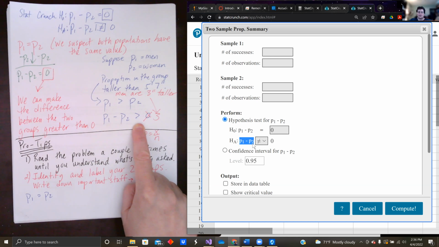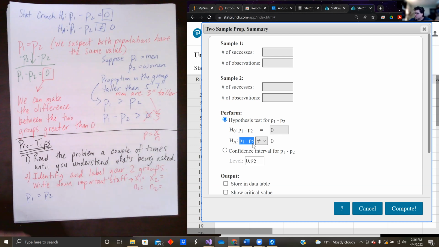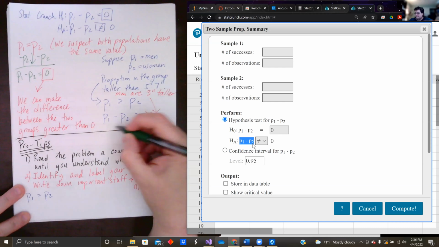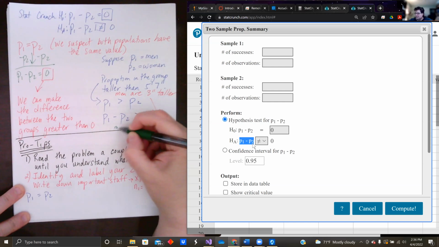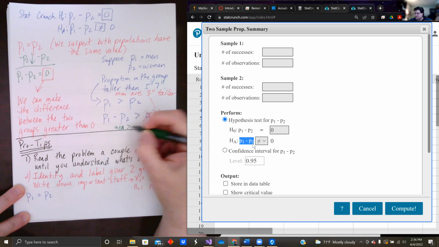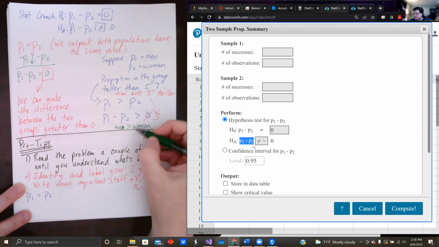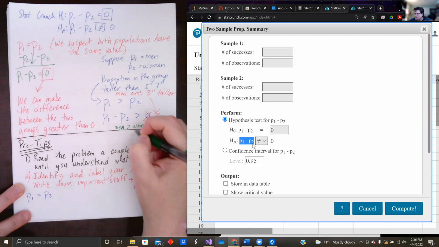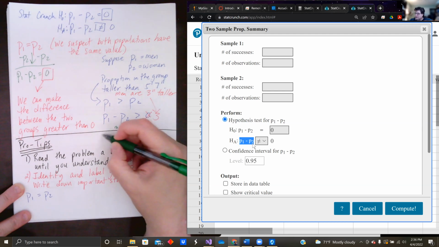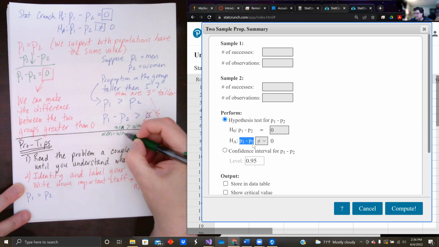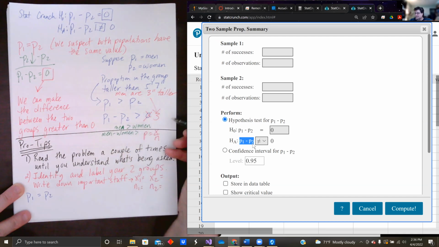That's why I'm telling you to label it. In fact, if you need to, put on scratch paper: men are, I hate saying this, greater than women. God, that sounds like a terrible thing to say. In terms of height, men's height is greater than women's height. Then when you do this subtraction, it makes sense. Move them all to the left side, so I'd have men minus women is greater than 0.